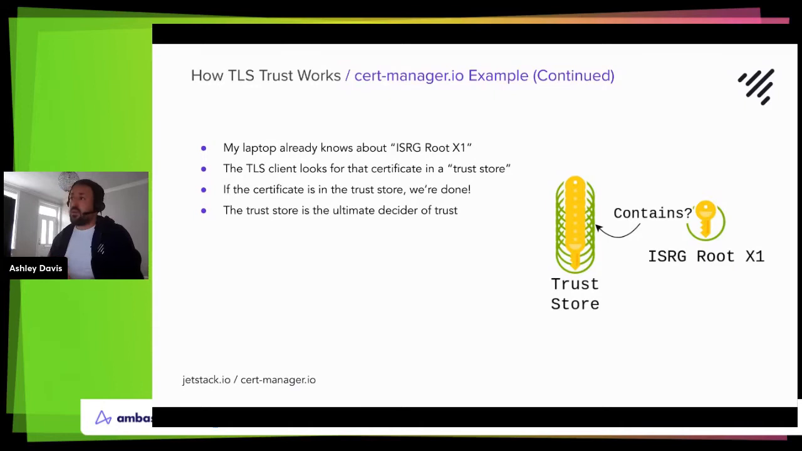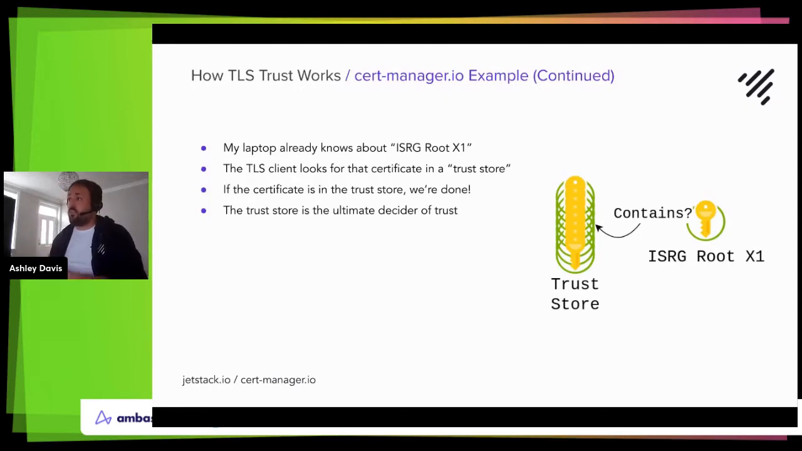It was already on my laptop, on my disk, before I reached out to the website to try and connect to it. It was just there already. And my TLS client, in this case OpenSSL, but the same with browsers and everything, looks for that certificate in what we call a trust store, which is a gigantic list of certificates. So the question we ask is: is this certificate in the trust store? And if it is, then we're done, right? We've formed a chain from the leaf to the root.